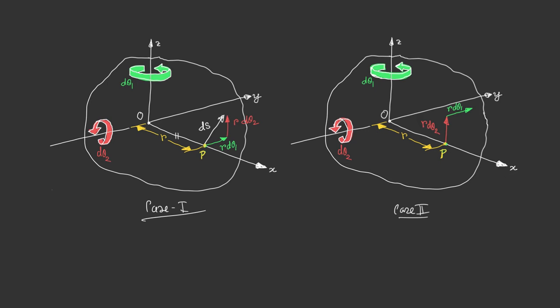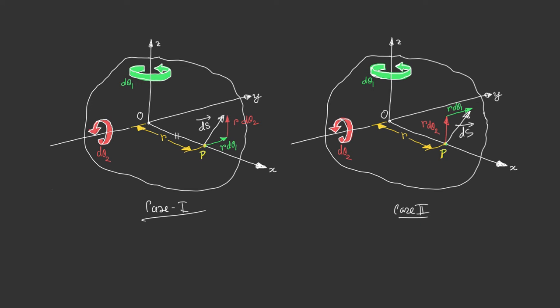Now let's look at case 2. In case 2, I reverse the order of rotation. First d theta 2 about the y axis, so there it is r d theta 2, then d theta 1 about the z axis, there it is r d theta 1. Now let us look at the displacement. This is the vector ds. From here you see that these are commutative. Whether you go for case 1 or case 2, you have the same result.